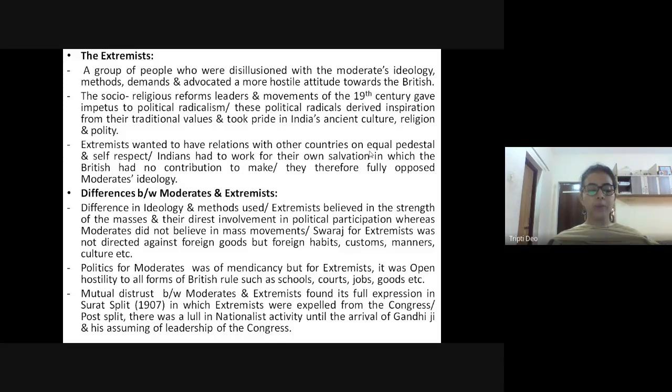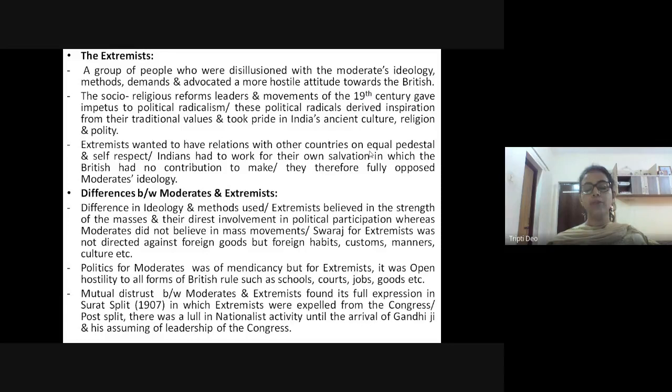Mutual distrust between moderates and extremists found its full expression in the Surat split. Congress ki jab Surat mein annual general meeting hui 1907 mein, to wahan pe moderates aur extremists ke beech mein split ho gaya, matlab alag ho gaye, in which extremists were expelled from the Congress. Post split there was a lull of nationalist activity until the arrival of Gandhi and his assuming of leadership of the Congress. So 1907 se kuch 1914 tak there was kind of lull in the activity. Lull means itni zyada activities nahi ho rahi thi national movement mein.